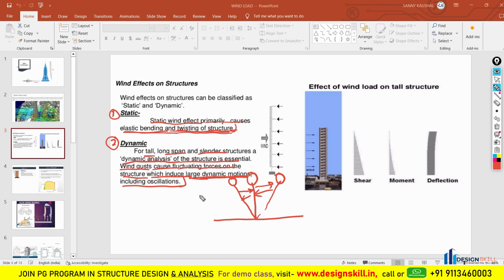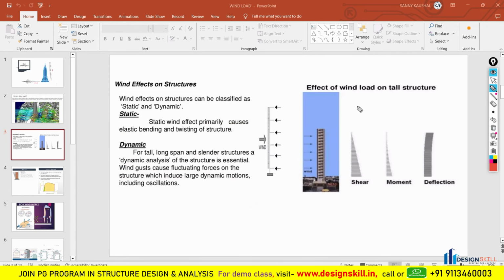So any force which creates oscillations in our building is called the dynamic effect on the building, and this is applicable for tall buildings, long span and cylinder structures like that. For that type of structures we are going to perform a gust factor analysis, or we can say a dynamic analysis for that building. It is very interesting to see how we can perform a gust factor analysis. We will perform the static analysis also and the dynamic analysis also, and we will see what the major difference is between the two analyses which we are going to perform on our structures.